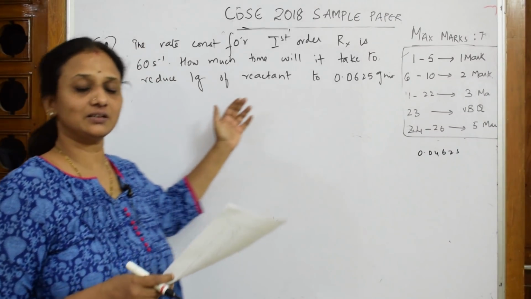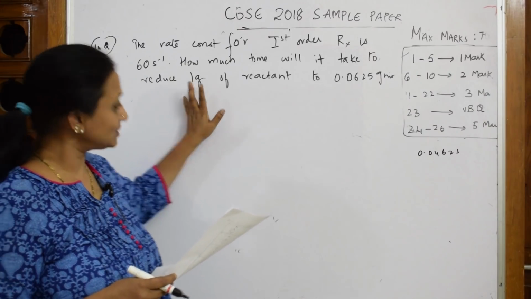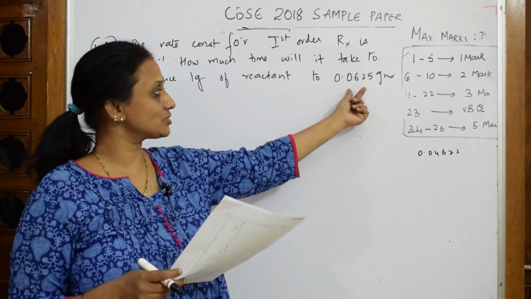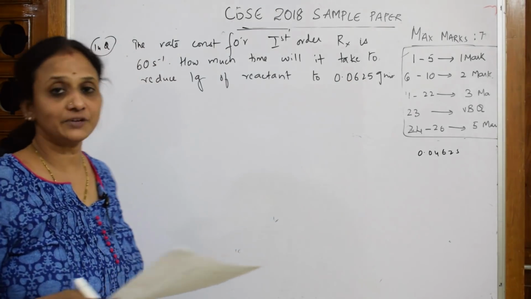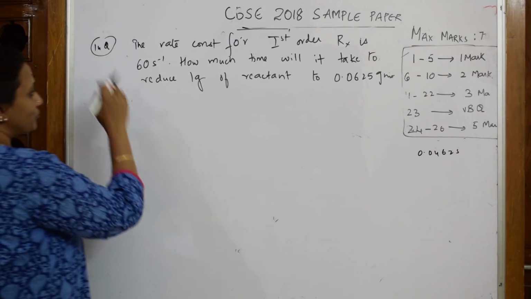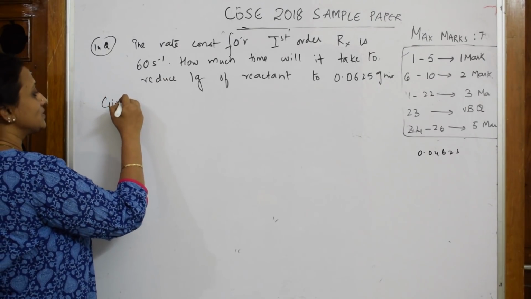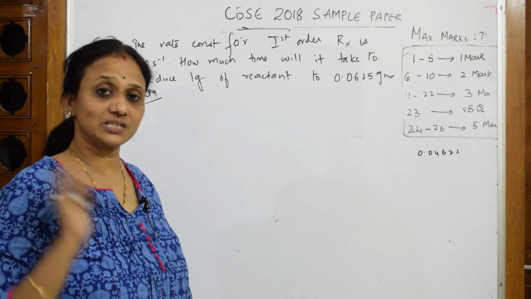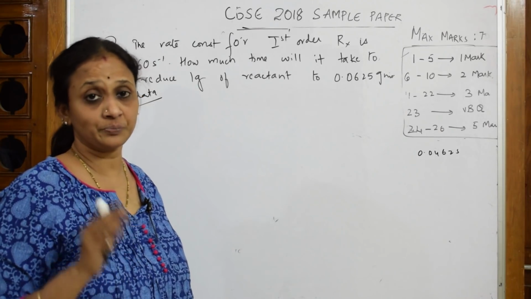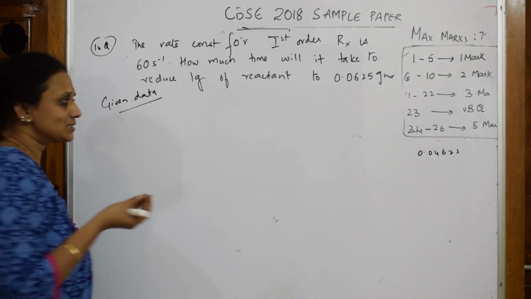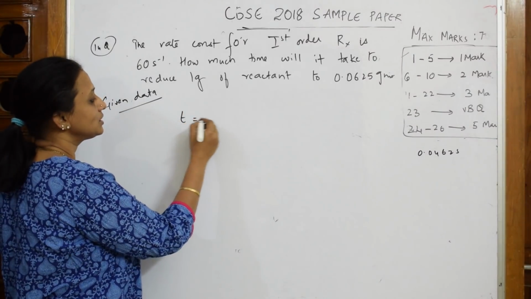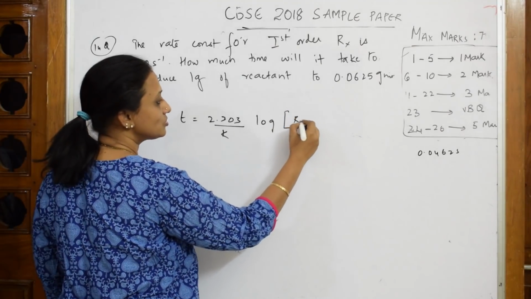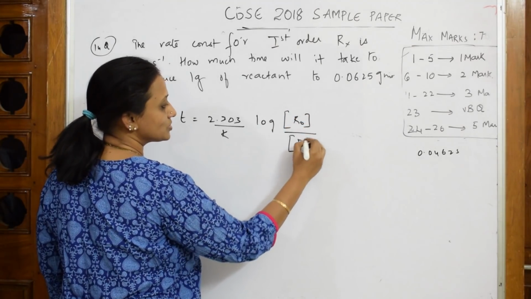So the initial concentration of the reactant R0 is this, and after the reaction during a certain time interval, the concentration has become so much. What should I find out? I need to find T. As soon as such a question is given to you, you need to first see whether it is a first order, second order, zero order or pseudo first order reaction. So here they've given me first order. Simple, isn't it? Directly I'll write the formula. What is the formula? T is equal to 2.303 by K log of initial concentration of the reactant by final concentration.